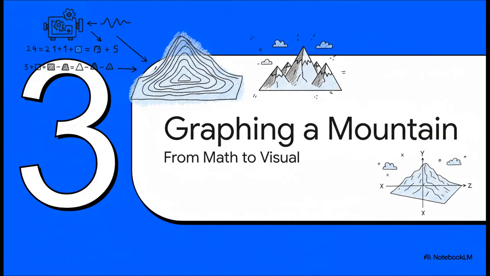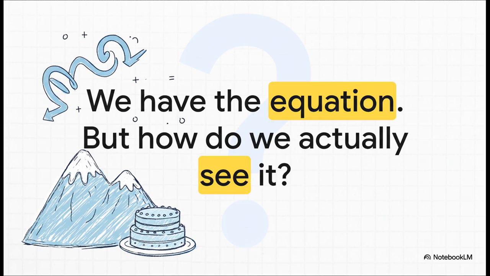All right, so we have the rule, this machine that connects a location to a height. But a long list of coordinates and altitudes isn't very helpful. It doesn't give you a feel for the thing. So how do we go from all these numbers to an actual picture? How do we graph this mountain? Yeah, this is the big question, isn't it?